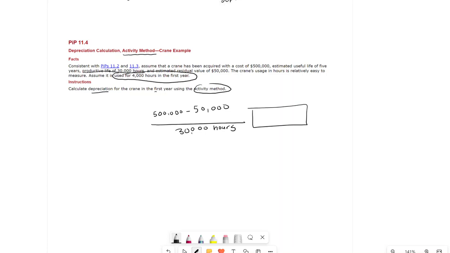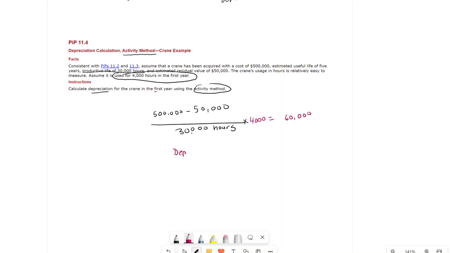In this case, I'm going to do the calculation in one go, and I multiply by the 4,000. What would that give me? That gives me the depreciation using units of production: 4,000 units, and we are going to get $60,000. So that's what we will do.